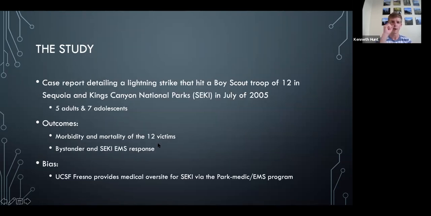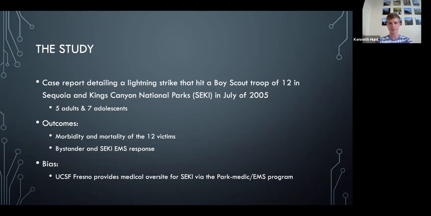So the study is a report detailing a lightning strike that hit a Boy Scout troop of 12 in Sequoia and Kings Canyon National Parks, abbreviated SEKI, in July of 2005. It was 5 adults and 7 adolescents, all males. The adults were aged 29 to 57. Adolescents were 12 to 17 years old. This study really covers the outcomes, morbidity and mortality of the 12 victims, and the bystander and EMS response. So it's a little bit bigger picture rather than specific treatments.